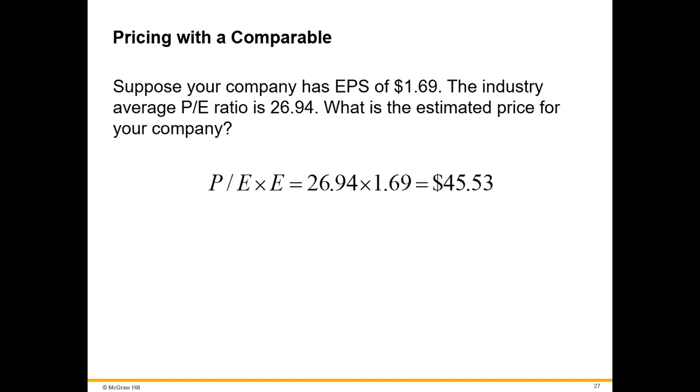Well, you can take your earnings per share and multiply it by the average price earnings ratio of the industry, because that's how much the market values $1 of earnings per share. So if earnings per share is $1.69, we'll multiply that by the 26.94 PE ratio. The stock price should be $45.53. So it's just another way to value the stock using price earnings ratio and earnings per share.